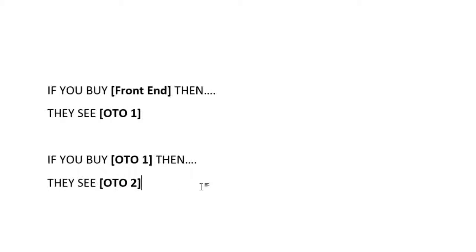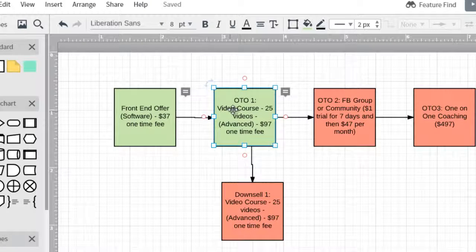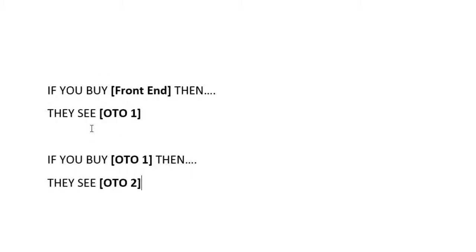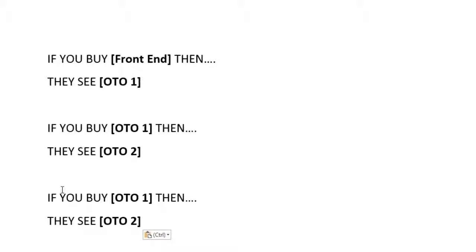Now, what happens if they don't buy that? All right, so let's go back here. So if they buy this, then they see this, right? We see the arrows. Now, if they don't buy that, then they're forwarded here. So let's write that down. So we have this here, here, then they see this, and then they see that. If they don't buy, so let's write that down. If you do not buy OTO1, then you are sent to the OTO1 downsell, which we can just call that downsell 1. All right.